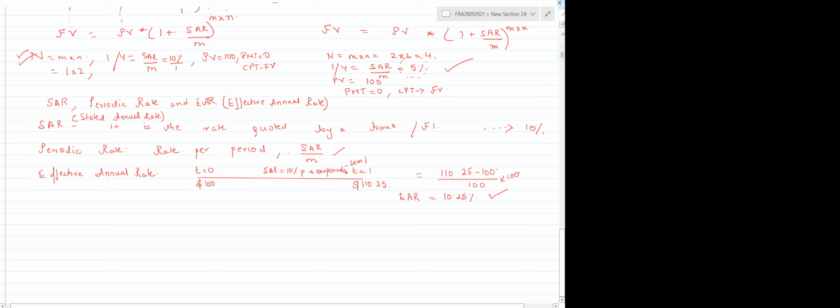So what is EAR, guys? If I go by the definition, it is the interest rate which takes into account the number of compoundings within a year.